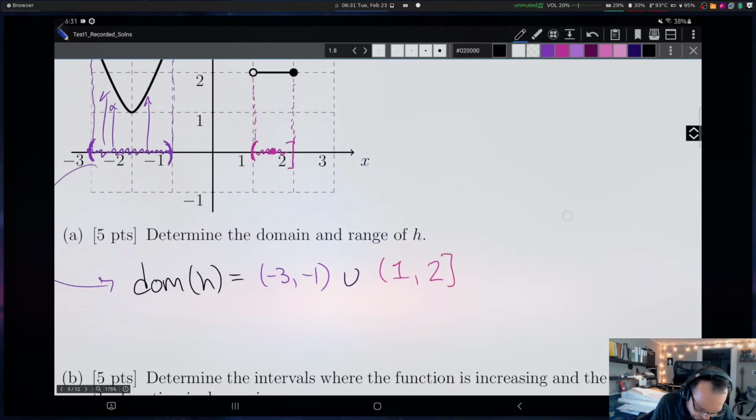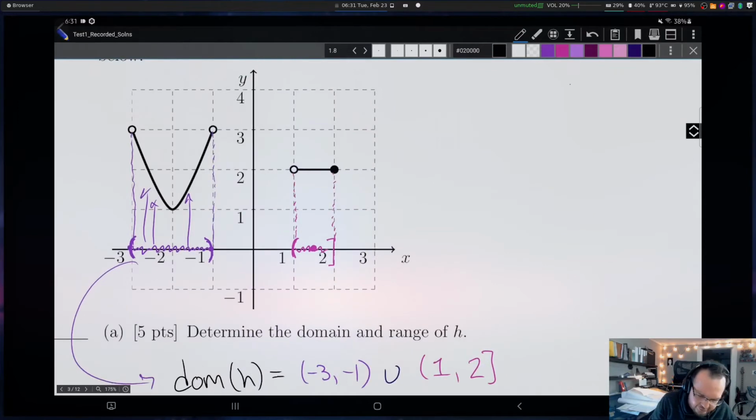Okay, and I just need to double check, are there any points in the domain I've left out? Well, no, I don't think so. There were just these 2 pieces of the graph, and I've looked at all of the x values below the pieces of that graph, and the graph doesn't exist anywhere else. So for example, 0 is not in the domain, because if I look above that, I don't see any piece of the graph telling me what the output of that function should be. So this function does not know how to evaluate 0, for example.